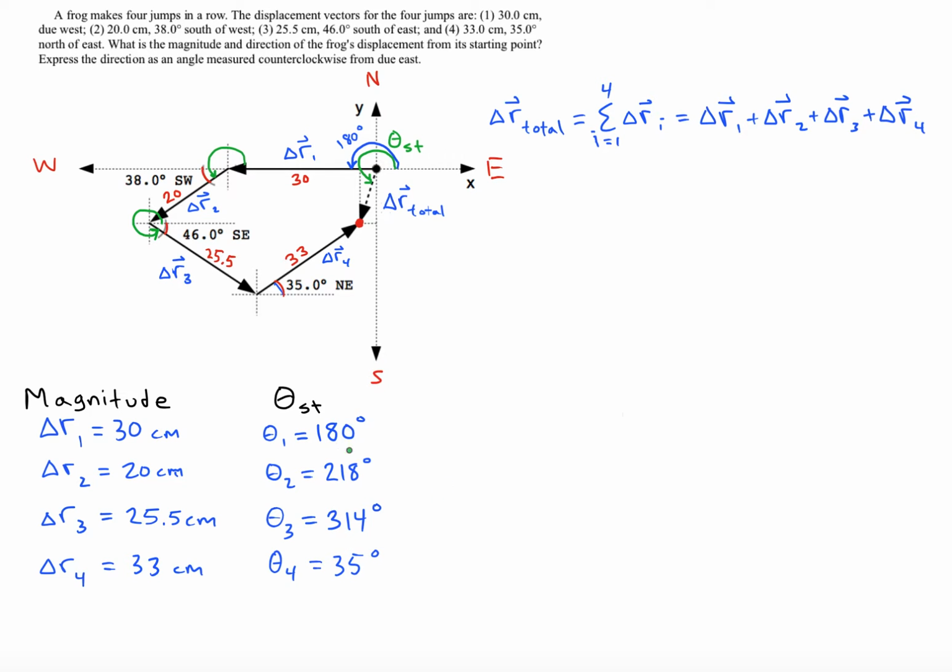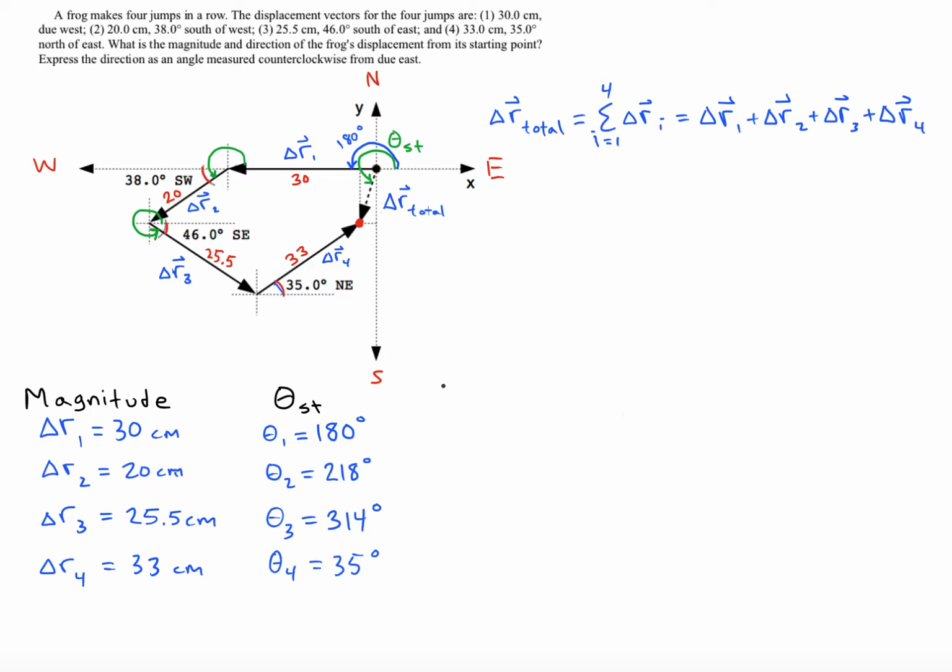Let's just check to make sure that the angles we got make sense. So delta R1 points to the left. That's 180 degrees. That's correct. Our delta R2 points to the third quadrant, and we have an angle between 180 and 270, so that's good. Delta R3 points toward the fourth quadrant. We should have an angle between 270 and 360, which we do. Our delta R4 points toward the first quadrant, and our angle is between 0 and 90, so it all looks good.